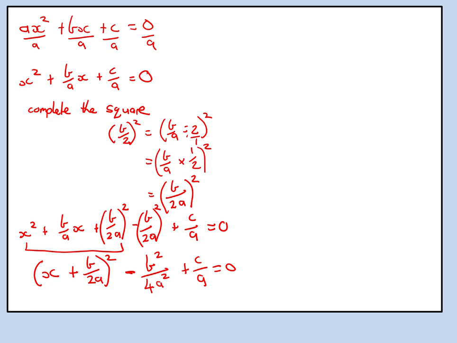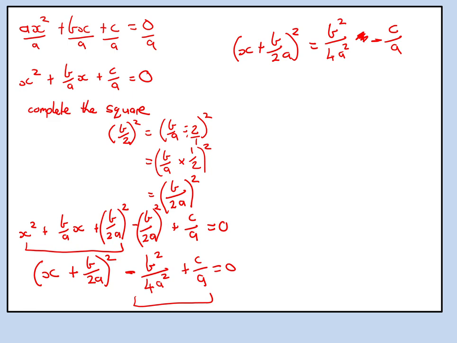Just to make it easier, this part here, I'm going to take over to the other side. So that gives me x plus b over 2a, squared, is equal to the b squared over 4a squared. It is negative, so it turns into a positive when I take it to the other side. And the c over a is plus, so it'll be a negative. Take away c over a.